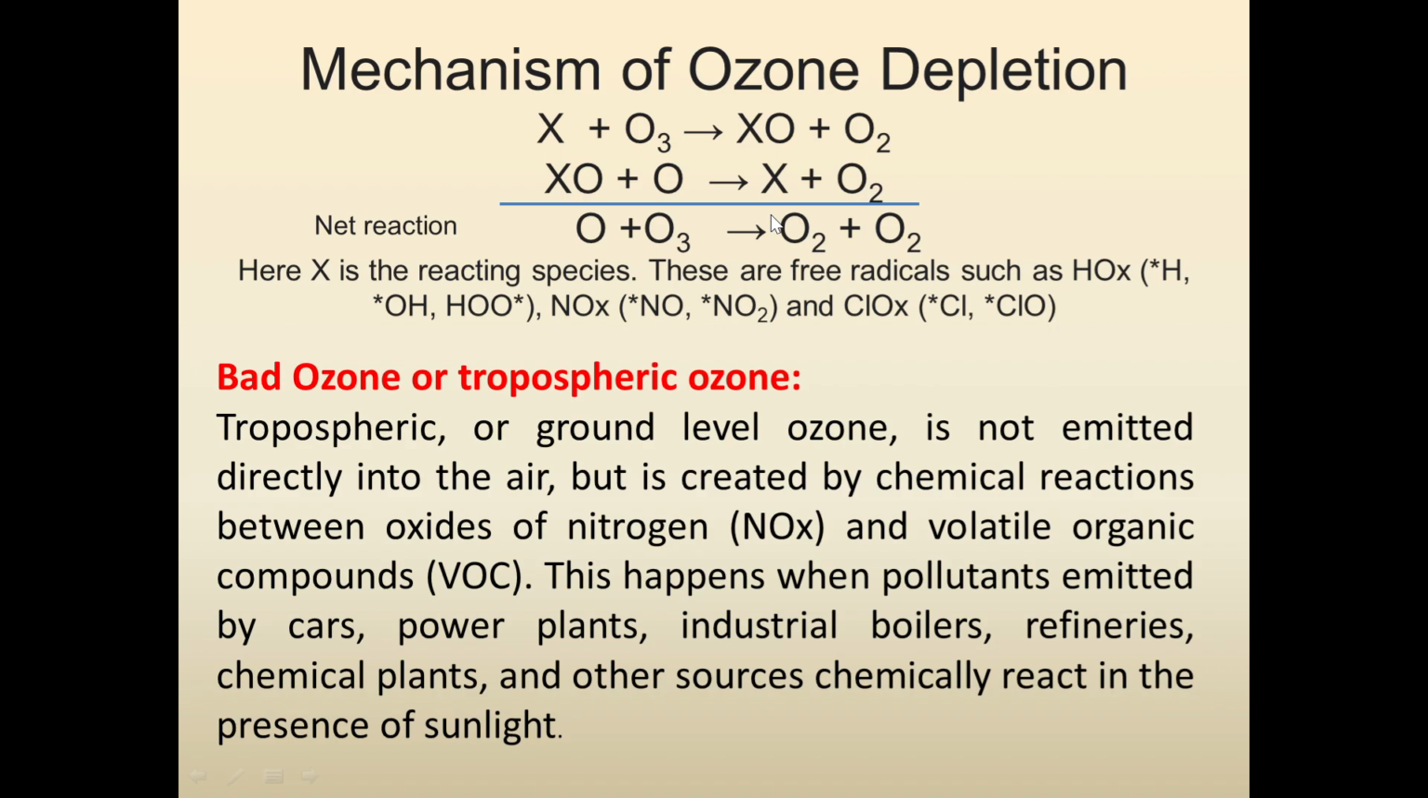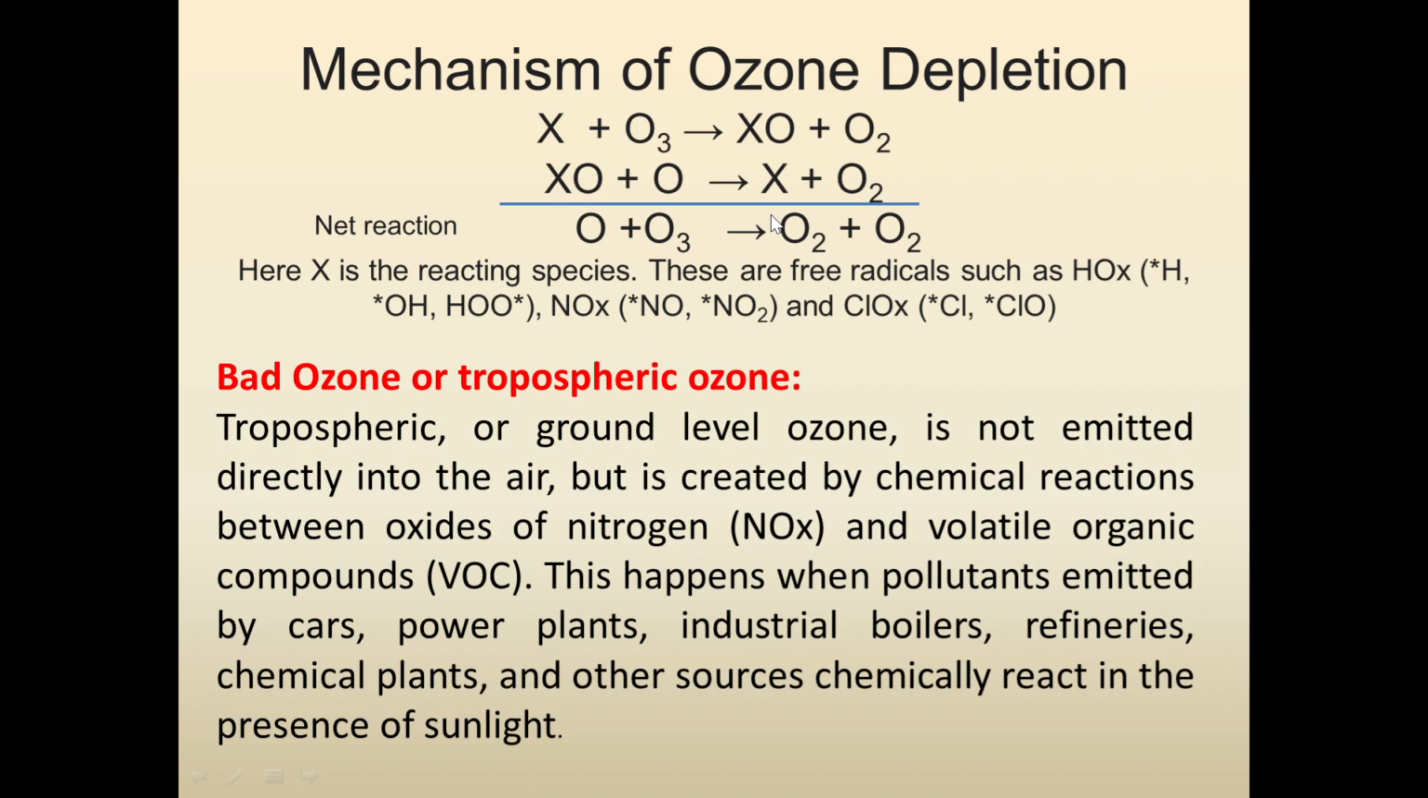Here X is the reacting species. These are the free radicals such as HOX, which may be hydroxyl radical, peroxy radicals, NOx or ClOx. Next we come to bad ozone, or tropospheric ozone. Why is it called bad ozone?